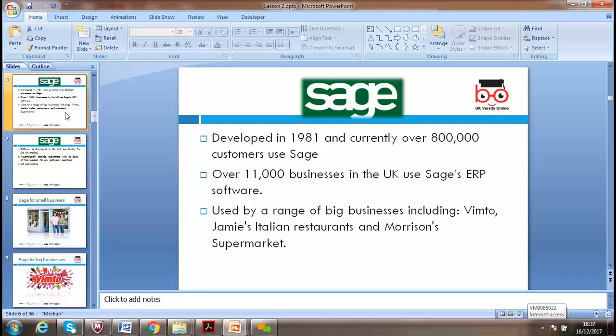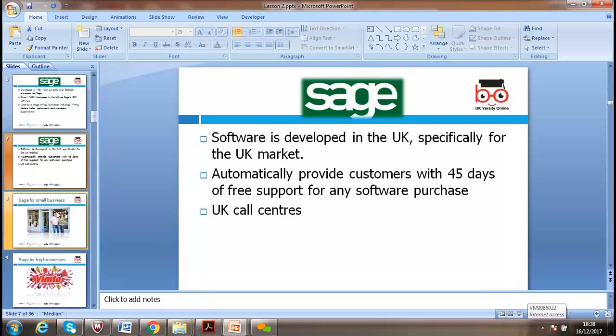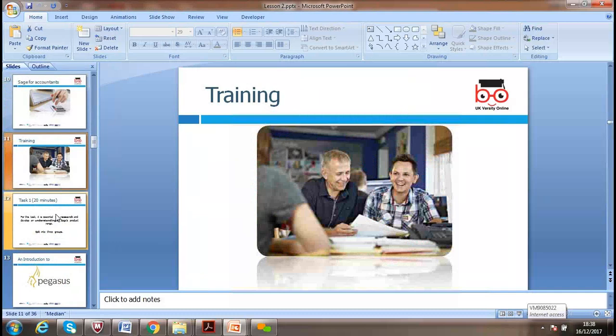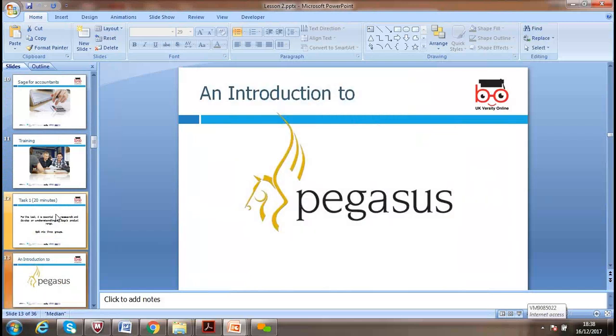This software is used by various restaurants like Jamie's Italian, which is quite popular, and by Vimto, Morrisons, and various other supermarkets as well. Small businesses and big businesses are all using Sage. We can do a bit of research about Sage further when we do the assignment. So the next software is Apexis.